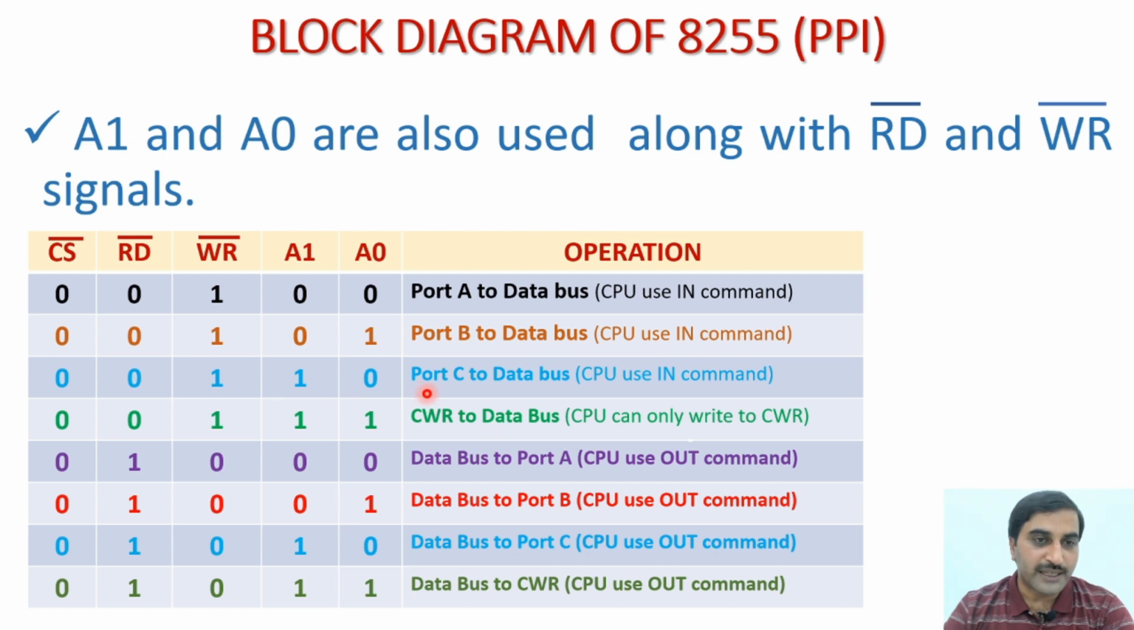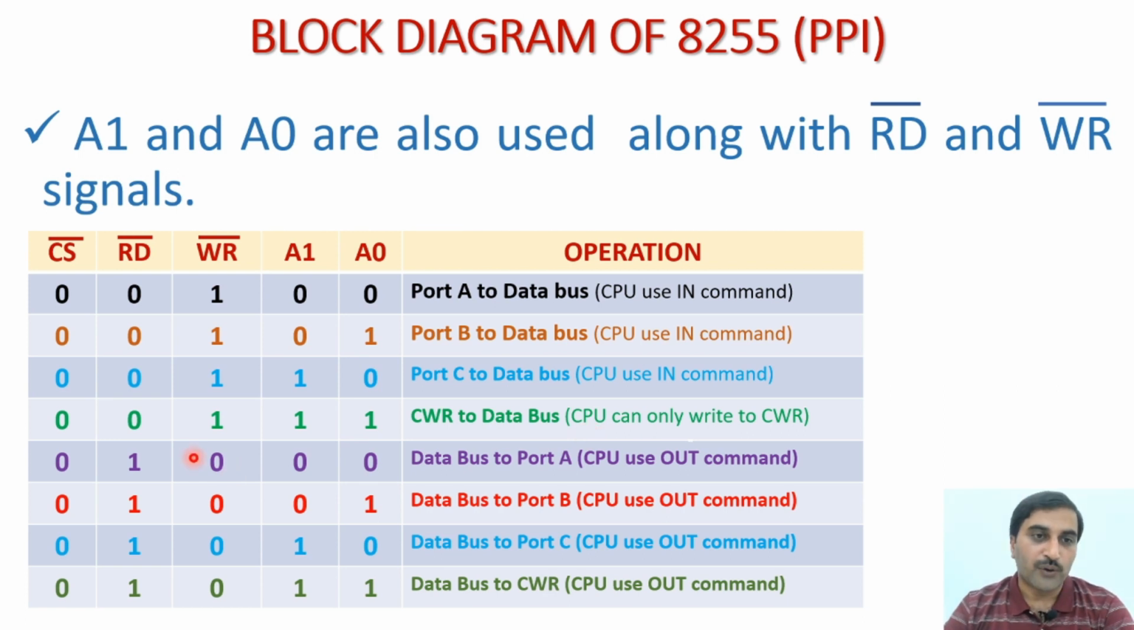Next is your 10. That means port C will be selected and you have to do the read operation because the read signal is active here. And for this purpose again the data of port C will be given to the data bus and it will be selected by the CPU by using the IN command. Next is 11, and for 11 control word register is selected, but in this case अगर आप देखें यहाँ पे RD बार जो signal है that is active, लेकिन हमारा 8255 में आपका जो CPU है वो आपका कंट्रोल वर्ड रजिस्टर को रीड नहीं कर सकता, उसको सिर्फ राइट ही कर सकता है. That means in this case the IN command of the CPU will not operate.